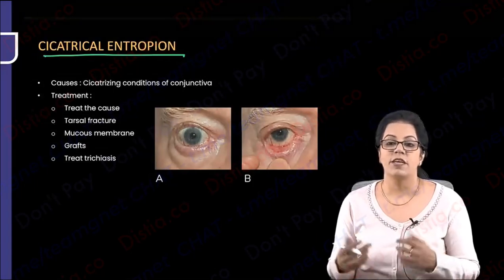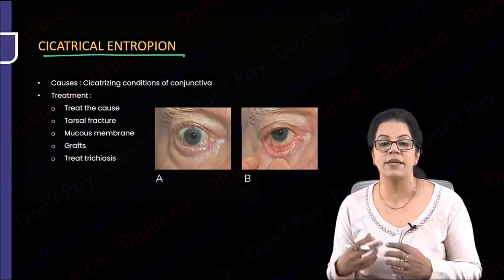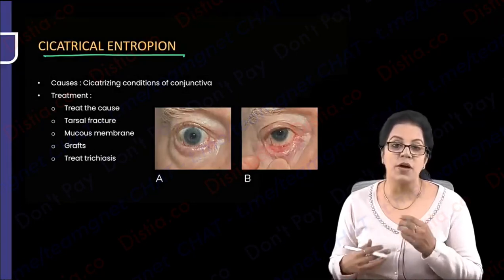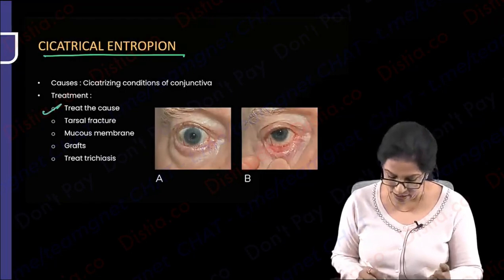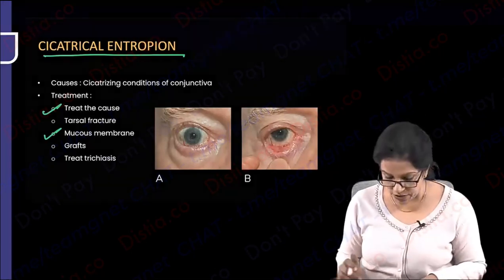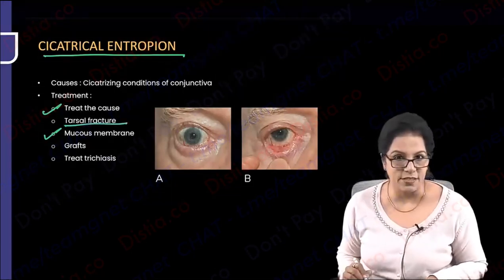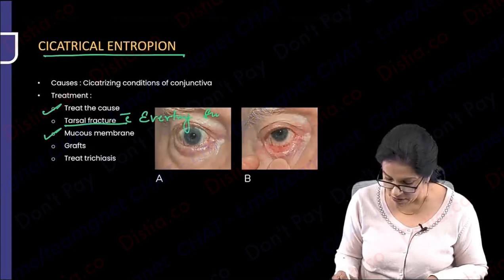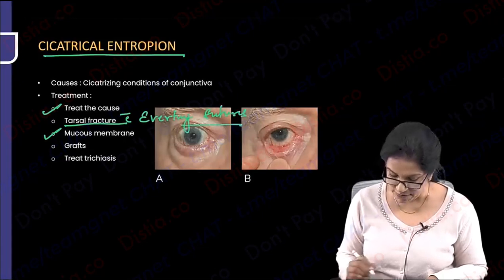How to go about it? You cut the scar and you go for grafting, like mucous membrane grafting can be done, or any skin graft. Of course you have to treat the cause as well, right? What is the next thing I can do? Because there is scarring and inward rotation, you can go for tarsal fracture. After tarsal fracture we have to put everting sutures. Note it down, tarsal fracture with everting sutures.